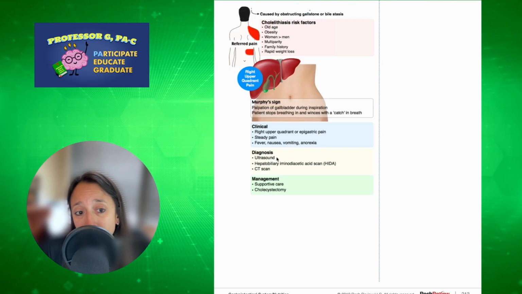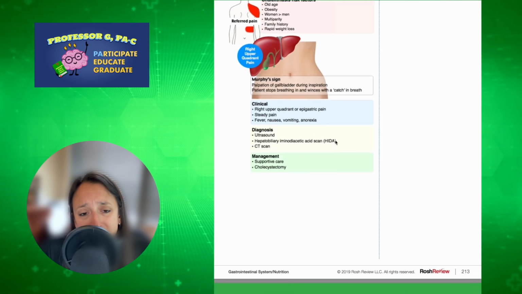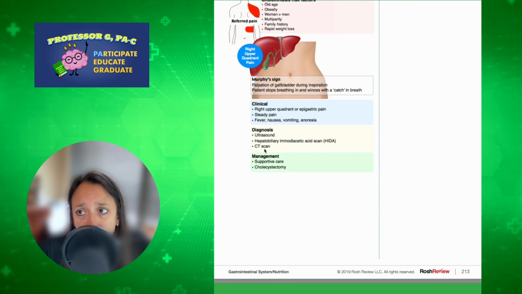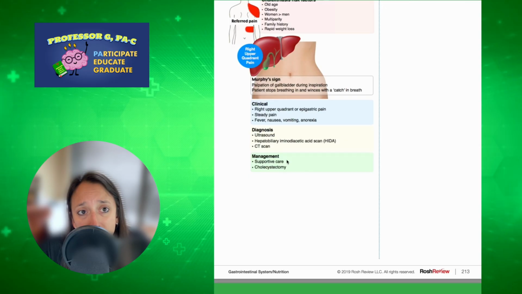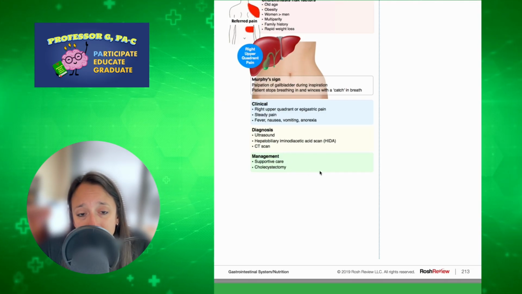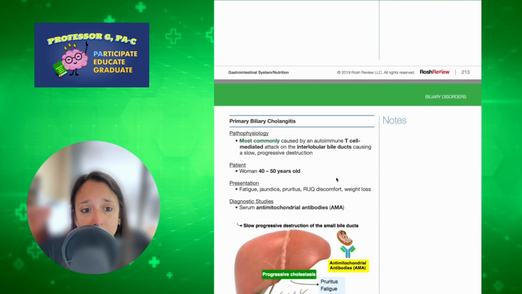Diagnosis, again, is going to be made by ultrasound. We can do HIDA scans, but we typically don't do that as first line at all. And sometimes we'll see it incidentally on a CT scan if we're looking for something else. But management is going to be supportive care if it's mild and they don't have high markers or it's not showing complete obstruction or anything like that. And a cholecystectomy is going to be the end game treatment for it.